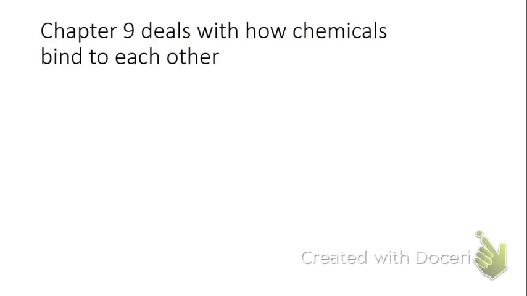Alright, here's the video for Chapter 9. In Chapter 7 we talked about light and electrons and how they behave. In Chapter 8 we talked about how electrons are arranged in different elements. And then in Chapter 9 we're going to start dealing with how chemicals bind to each other.